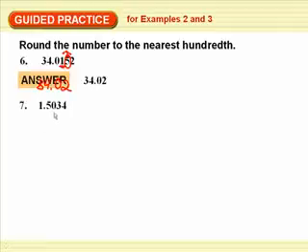Again, the nearest hundredth, this 0 is in the hundredths place. We look at the number to the right. 3 is not bigger than 5, so that 0 stays put. So it's just going to be 1.50.